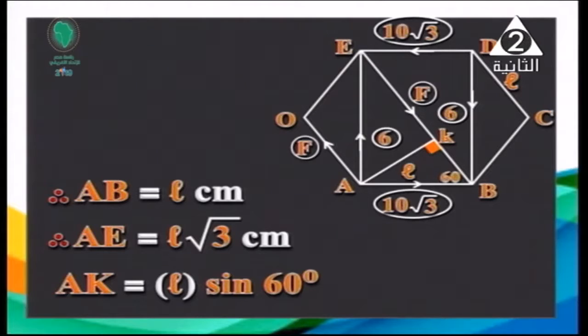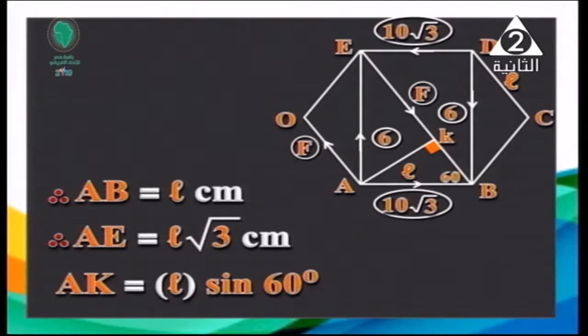Look, my dear student, we have a second couple in direction DB and AE. Each force is 6 Newton. What is the distance AB? AB equals what? L centimeter.